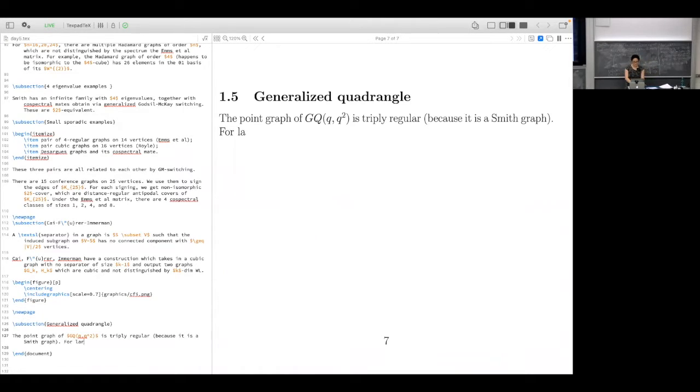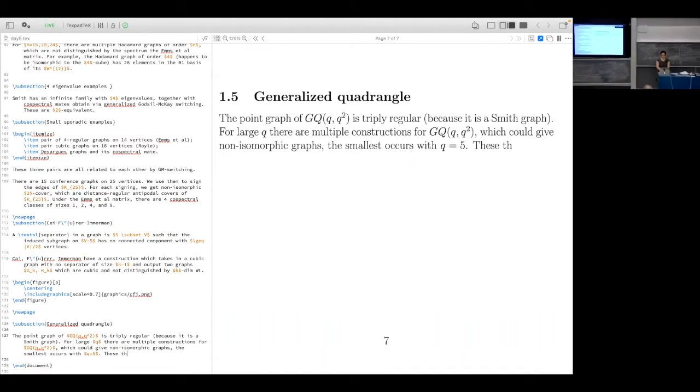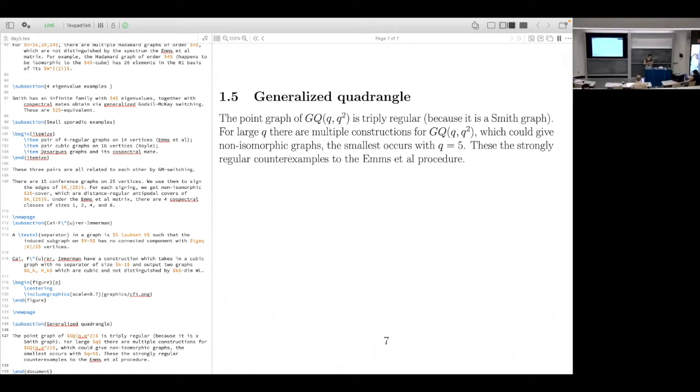For large q, there are multiple constructions for these generalized quadrangles GQ(q, q squared). Well, therefore GQ(q squared, q), but we just take the dual. And the first time could give non-isomorphic graphs, the smallest of which occurs. So these are the graphs. These are the strongly regular counterexamples, from the Seidel procedure. They are strongly regular.